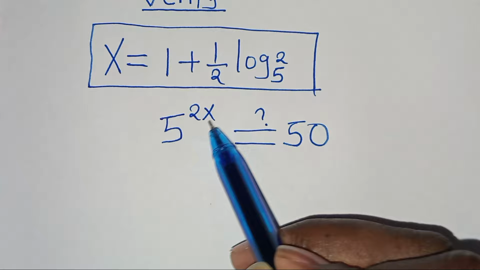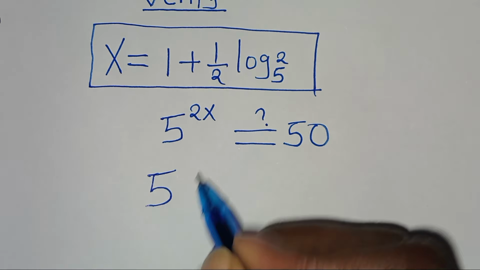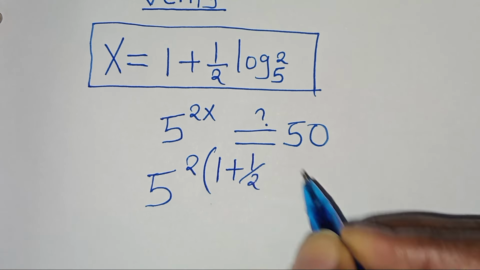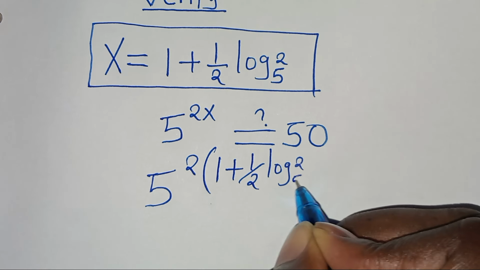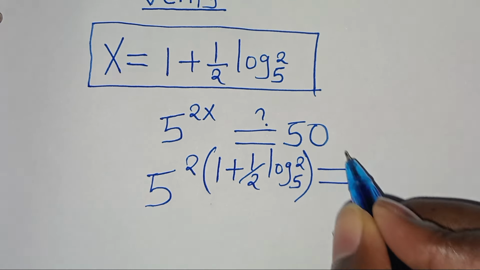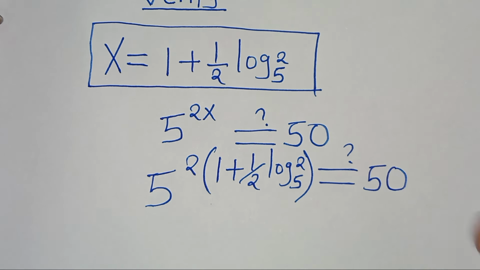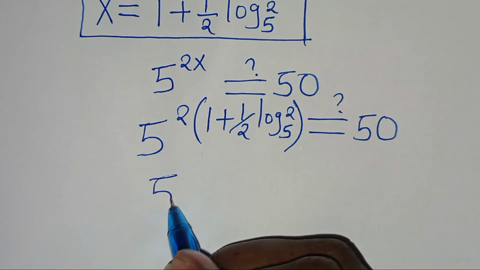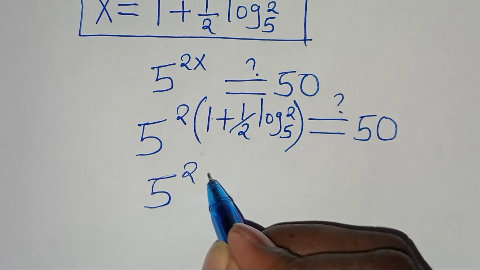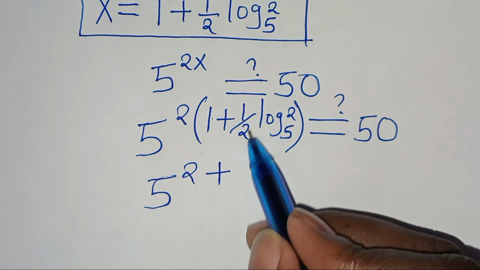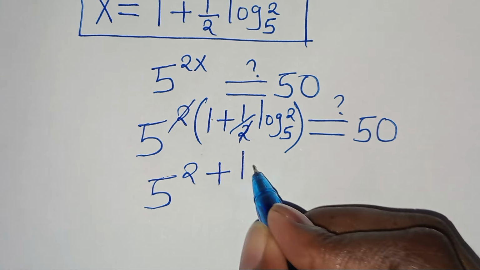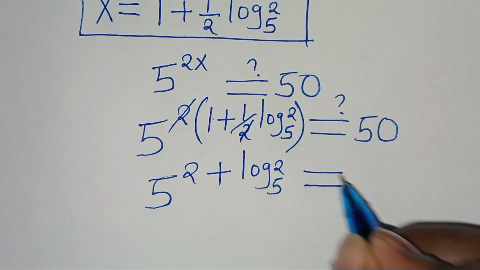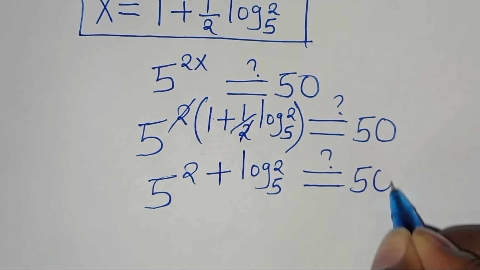Now let's substitute the value of x here, so that we have 5 to the power of 2 multiplied by x, which is 1 plus a half log 2 to base 5. Then this is supposed to give us a value of 50. So let's open the parentheses here. So we have 5 to the power of 2 times 1, which is 2, then plus 2 times a half, which is the same thing as 1 times log 2 to base 5, and this is supposed to give us a value of 50.